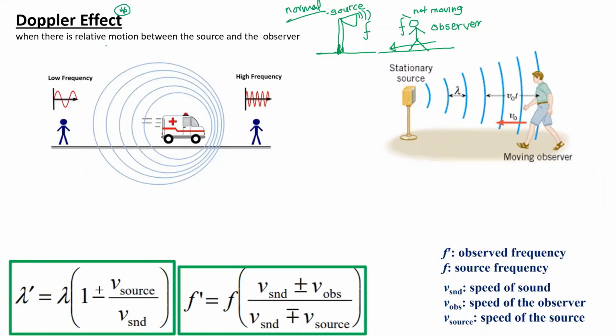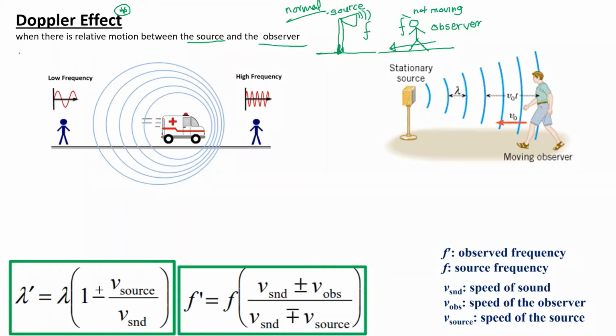So when there is relative motion between the sound source and the observer, there is going to be a change in frequency, or what we are going to observe is going to be different, and it is called the Doppler effect. Okay, so if you have relative motion, there is change in frequency. If not, nothing happens.